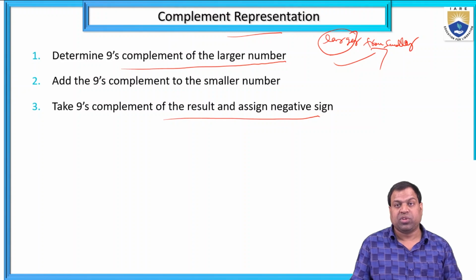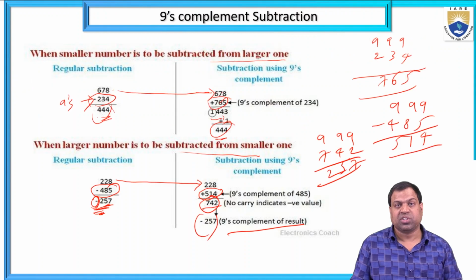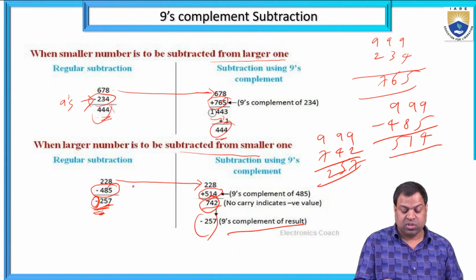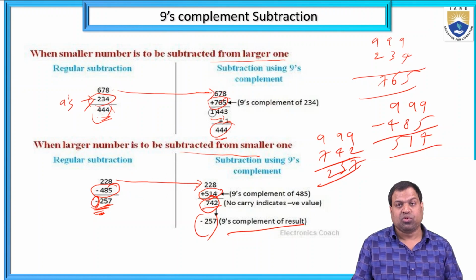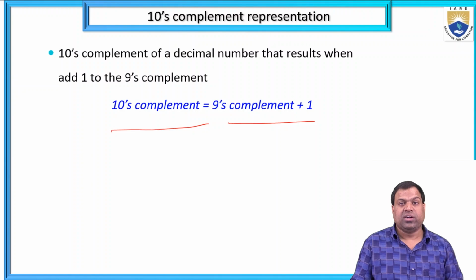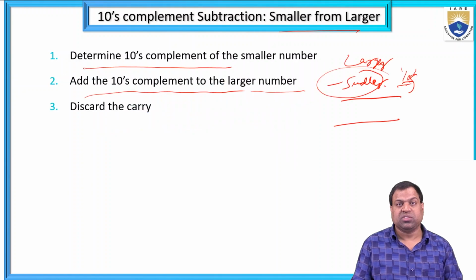Larger from smaller: determine the nines complement of the larger, add the nines complement to the smaller number, take the nines complement of the result and assign a negative sign. Examples: 678 minus 234, and 228 minus 485. The tens complement also covers larger to smaller and smaller to larger, and tens complement equals nines complement plus 1. So these are the two types: smaller from larger, larger from smaller.